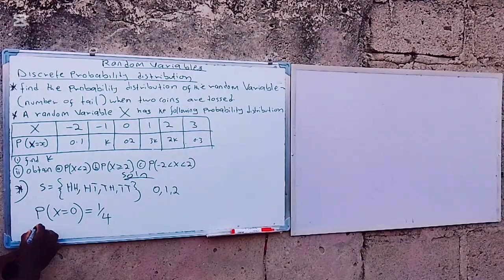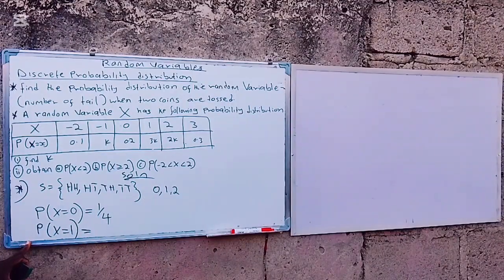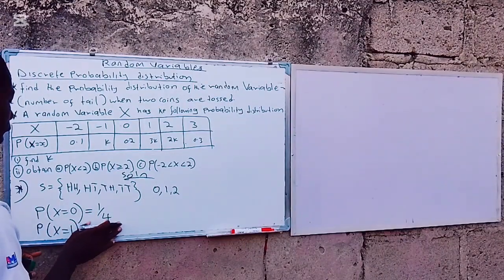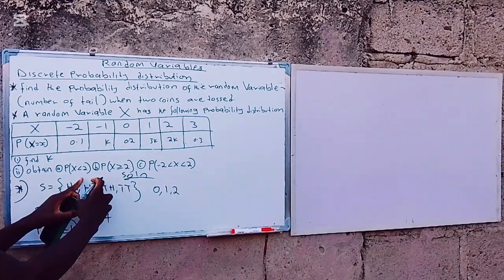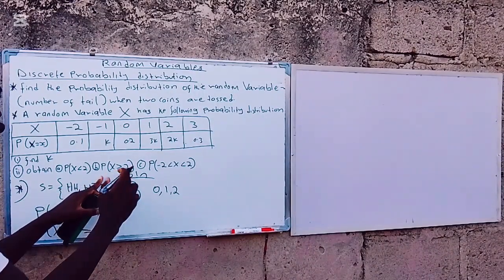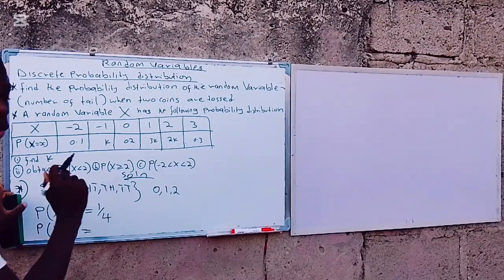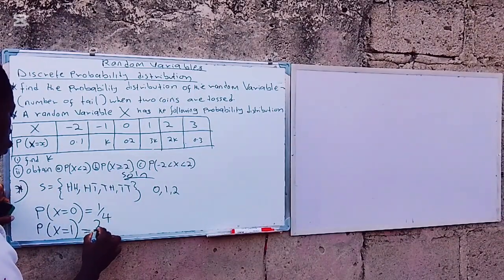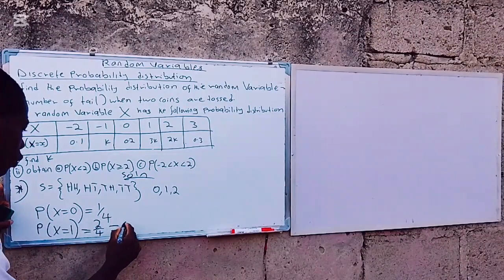So the next thing, the probability of x equals 1. I have 1 tail here, and also 1 tail here. So there are 2 outcomes with 1 tail. So therefore I have 2 divided by the value of 4.